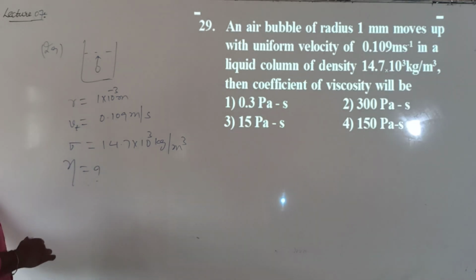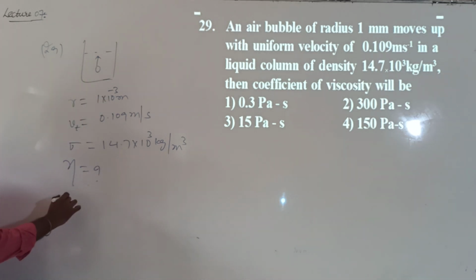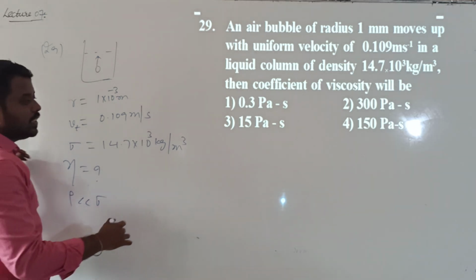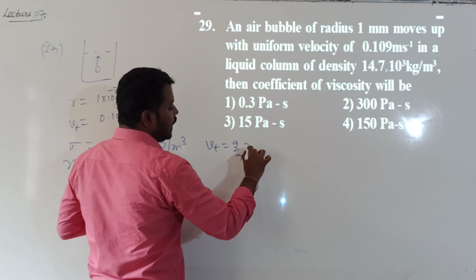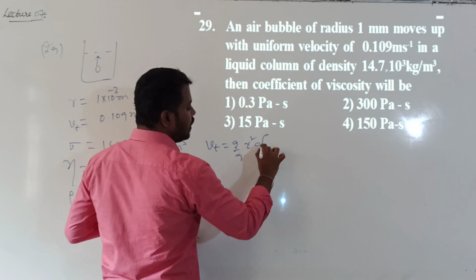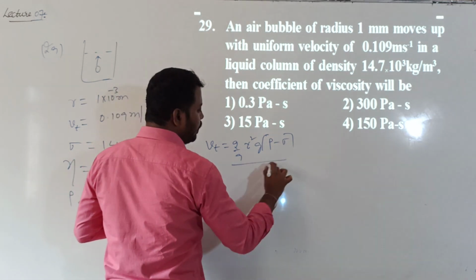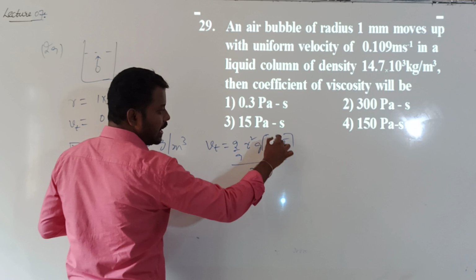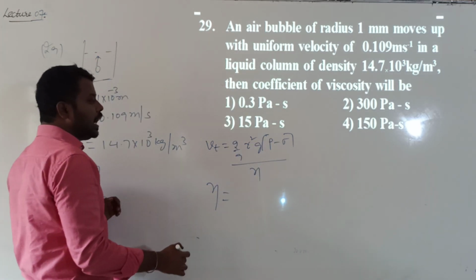Here we need to neglect the density of which one? The density of that air bubble. So rho is less than sigma. When rho is less than sigma, what is the formula for Vt? Vt is 2 by 9 into r square into g into (rho minus sigma) divided by eta. Here rho is neglected. The minus sign indicates that the air bubble is moving upwards.